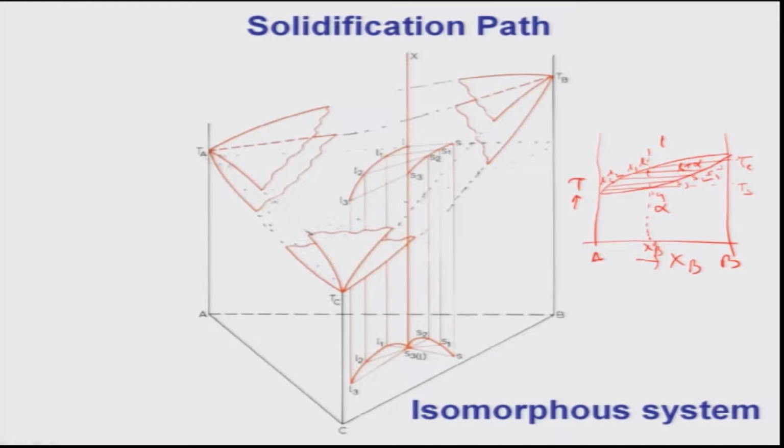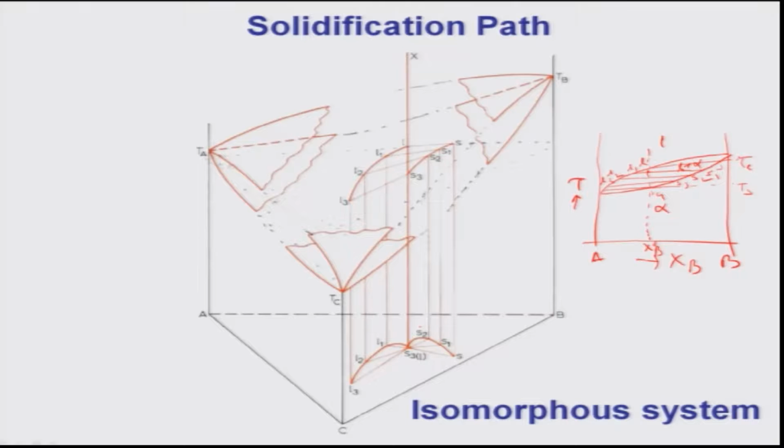Similarly, as you cool down, a new equilibrium will develop between a liquid L1 and a solid S1. These are the things you can connect on the solidus and liquidus surfaces. Then, as you cool down, new equilibria exist between L2, S2, and L3, S3, and finally at S3 it will solidify.